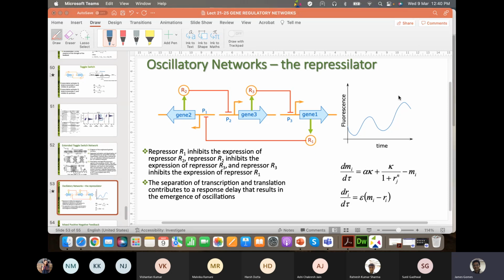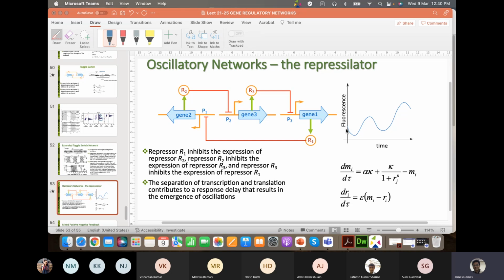So look at the circuitry that is here. R1 inhibits R2 synthesis, R2 inhibits R3 synthesis, and R3 inhibits R1 synthesis. The three inhibiting cycles, one after the other. And this is the model for it, where this i will be the value for the subscript, and you could have different components, which is this Rj. Because this j will be a different value, the subscript will be different. That's the reason why it's shown differently here.